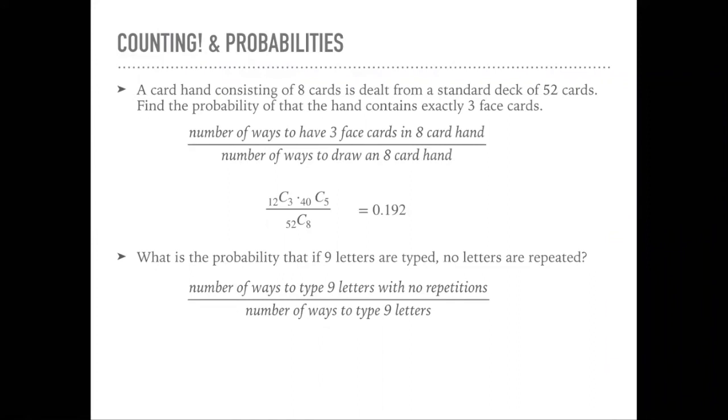Now, the number of ways to type 9 letters. Every single time that I type a letter, I have 26 options. First time I type, 26 options. And second time I type, 26 options. And third time I type, 26 options. And fourth time I type, 26 options. We're using our fundamental counting rule here. So you have 26 permute 9 divided by 26 to the 9th power.